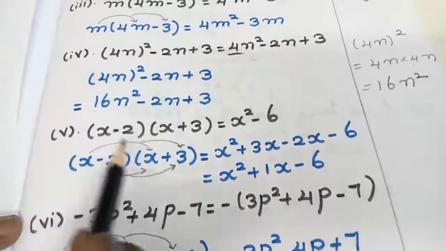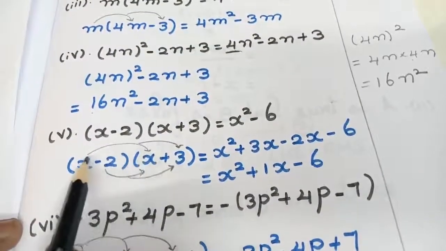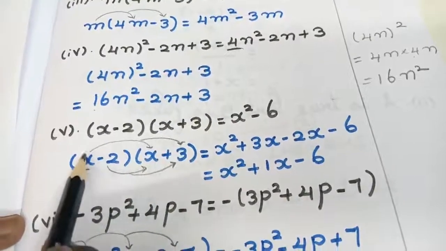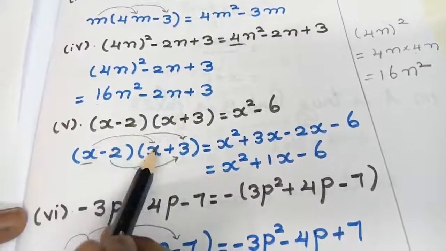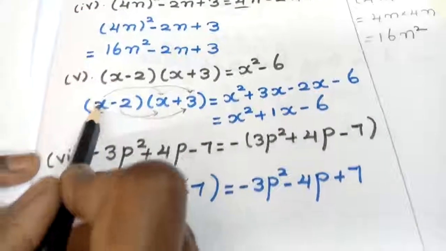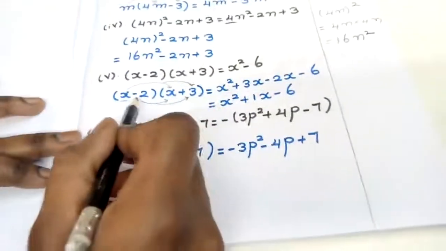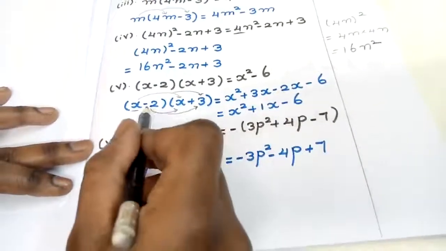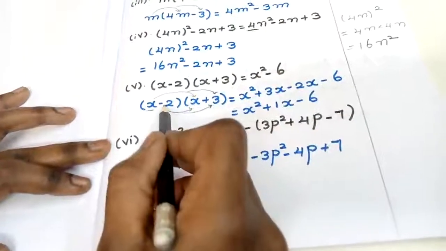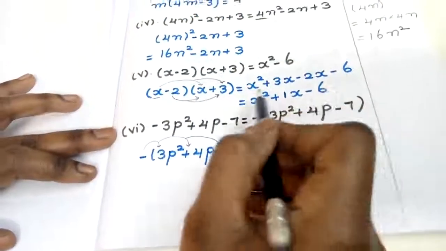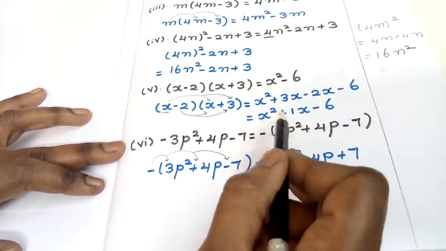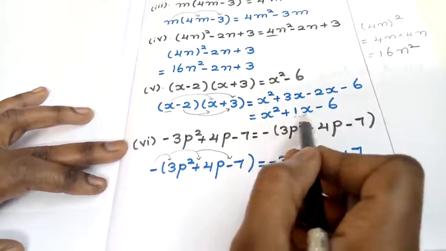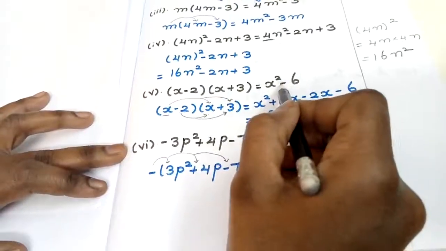Coming to the fifth question, you are going to multiply the terms. That is, first I am going to take this x, multiply the term here, x into x, x square, x into 3, 3x, minus 2 into x, minus 2x, minus into plus minus, minus 2 into plus 3, minus 6. Calculate, you are getting the answer as x square plus 1x minus 6. So the term missing here is plus 1x.